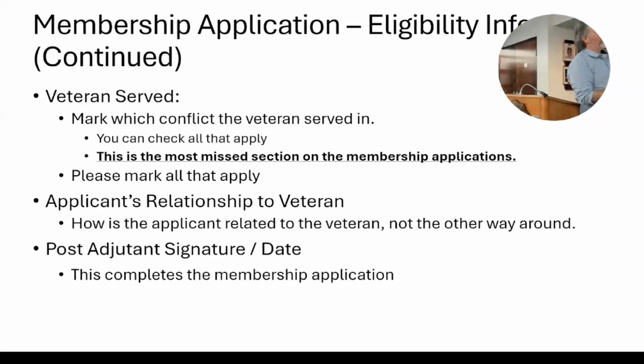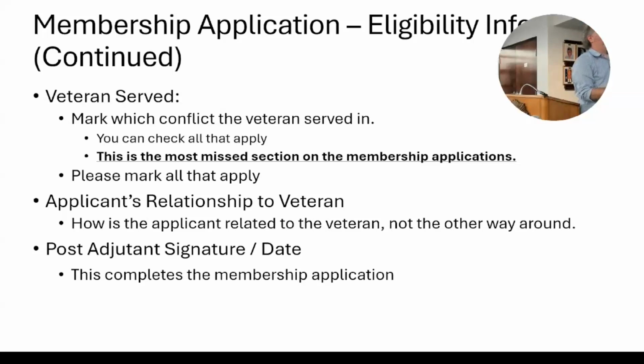Next up, we have the applicant's relationship to the veteran. This is how the applicant is related to the veteran, not the other way around. This is where I see a lot of mistakes, because you have male spouse, female spouse, daughter, granddaughter, mother, grandmother, sister, and self. A lot of people are putting who they're eligible under, and then they're marking male spouse because they're reading it as the male spouse. This is your relationship to the veteran, not the veteran's relationship to you.